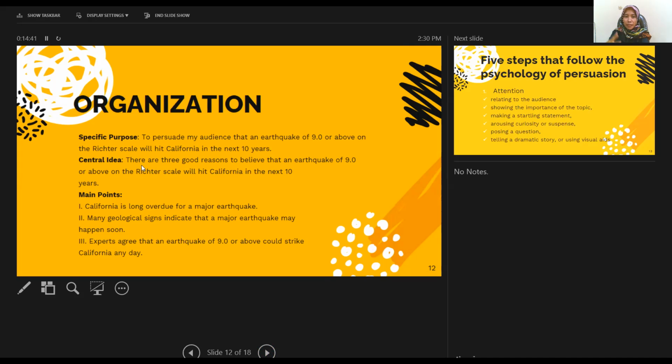Nah, main pointnya berarti berangkat dari central idea. Nah, menjelaskan reasons apa. Jadi karena tadi di-mention ada 3 good reasons, berarti main pointnya ada berapa? 3 kan? First reason for main point 1, second reason for main point 2, and the third reason for main point 3. Harus runut seperti itu. Jadi audiensnya nggak bingung, ini ngomong apa sih, kok loncat ke sana ke sini.